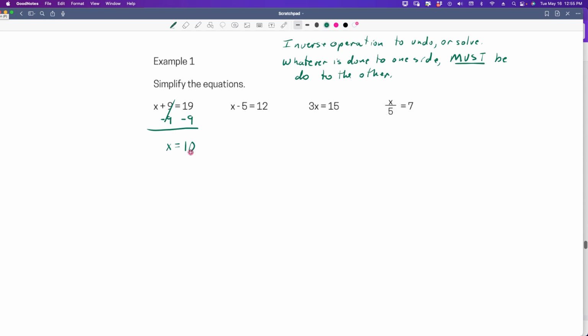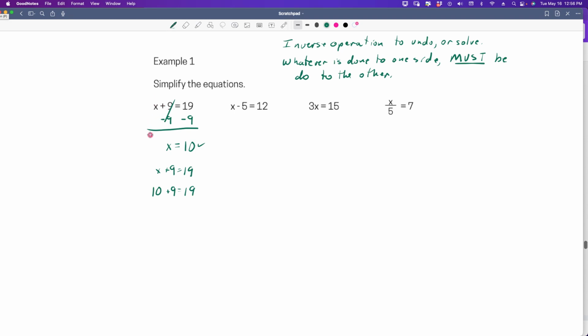Now the way you check your work is to substitute this value back into the original problem. The original problem was x plus 9 equals 19. So if I take the value of x and put it in, 10 plus 9, we know that 10 plus 9 does equal 19. So that means that we solved the equation correctly. So you can see how that works.